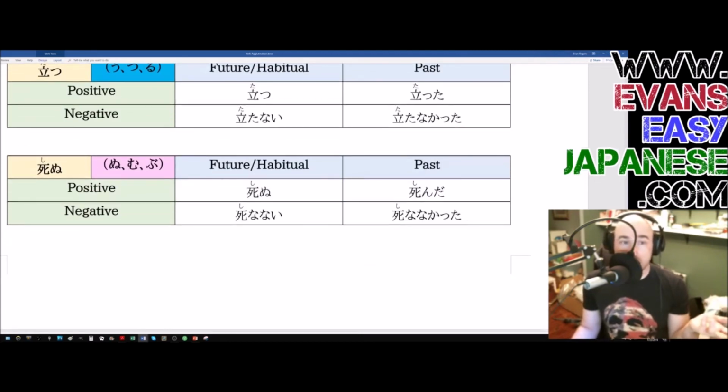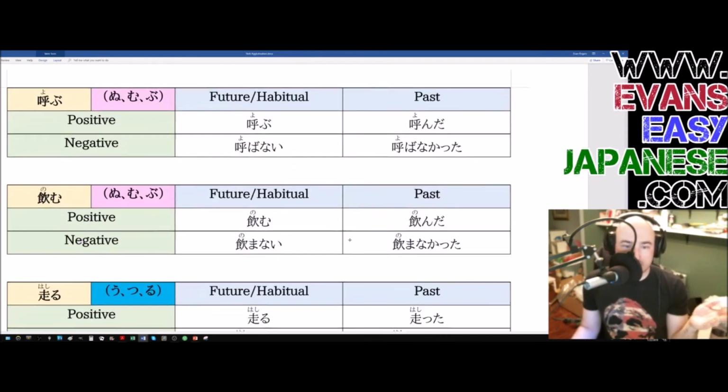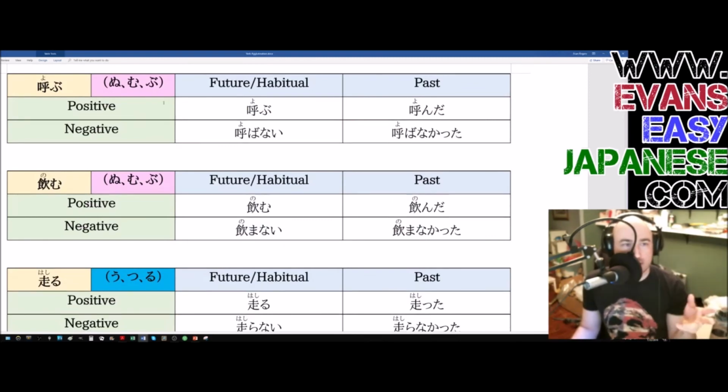Shinu, to die, is a nu-mu-bu. Shinu, shinda, omae wa mo shinderu. That's actually the te form. I'm just having fun with that. Yobu, that's a nu-mu-bu, yobu, yonda. And once again, the negative yobanai turns into yobanakatta. Just the e turns into kata. All of these e turn into katas.